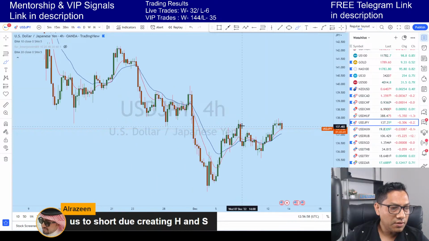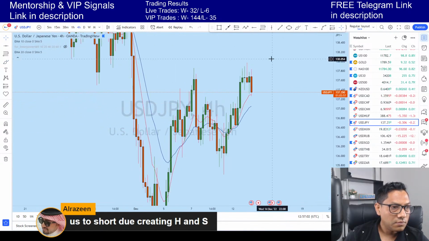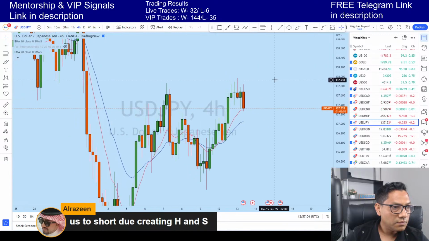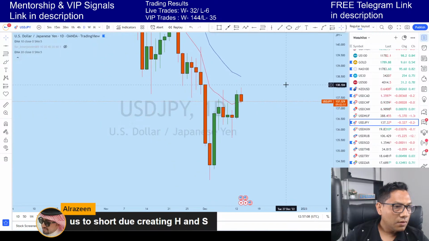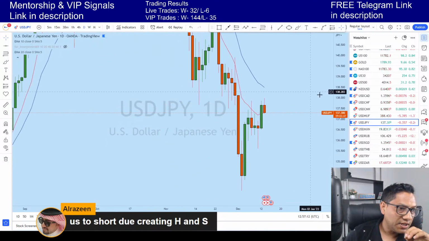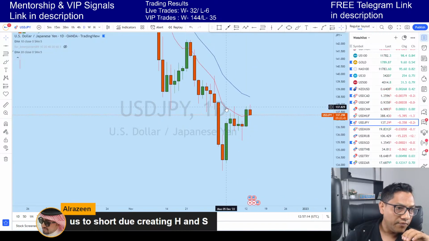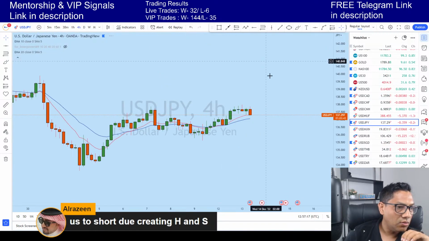Okay, dollar yen. What we see is that this is the price action. Dollar yen, primarily from this resistance, is coming back down.